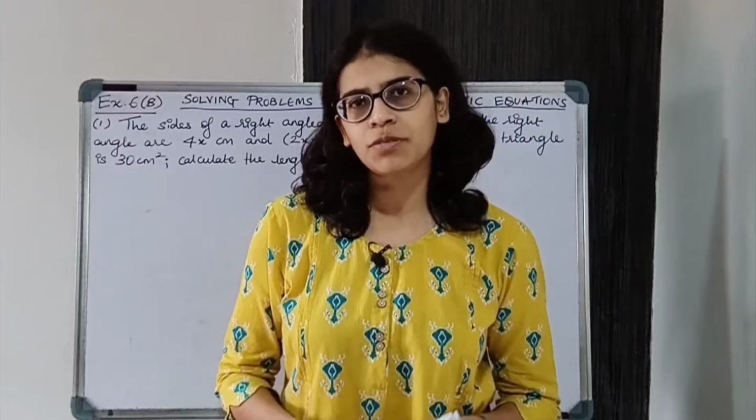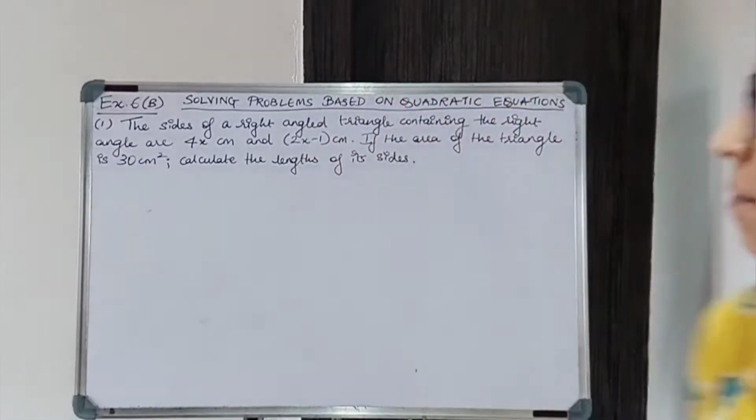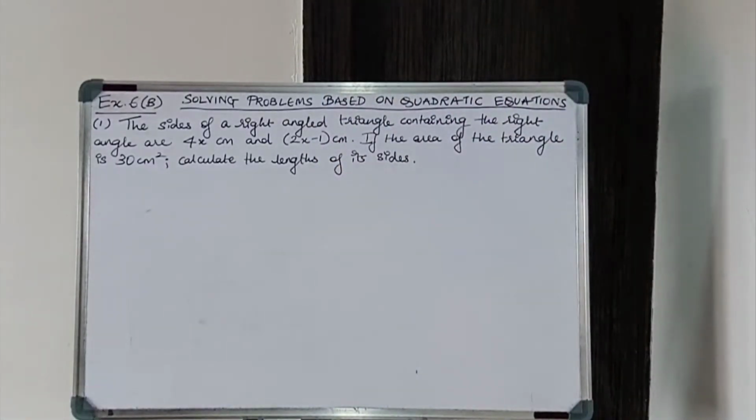So starting with question number 1. The sides of a right angle triangle containing the right angle are 4x centimeters and 2x minus 1 centimeters. If the area of the triangle is 30 centimeters square, calculate the lengths of its sides.